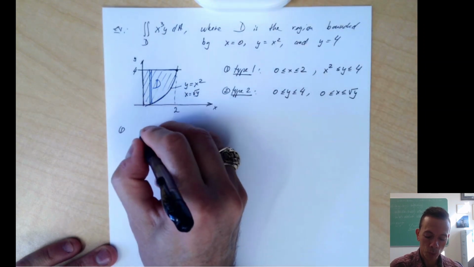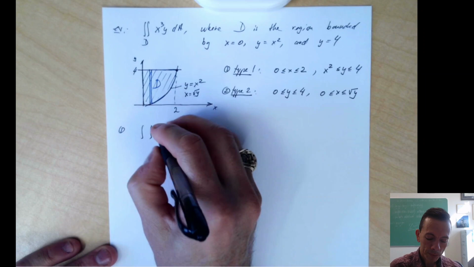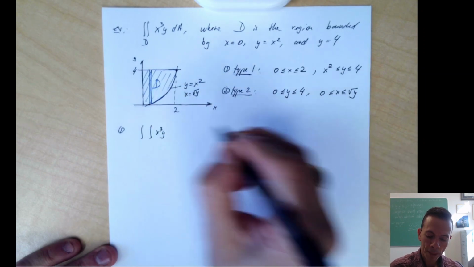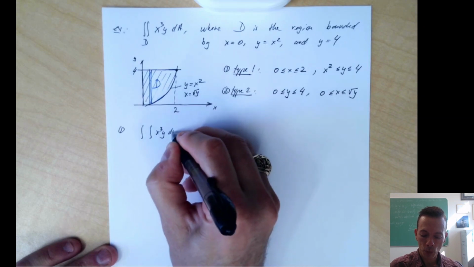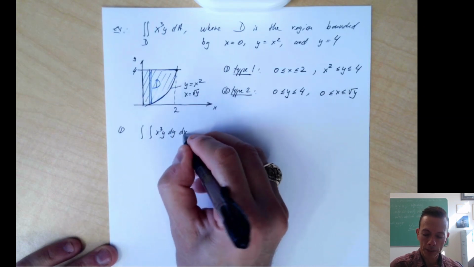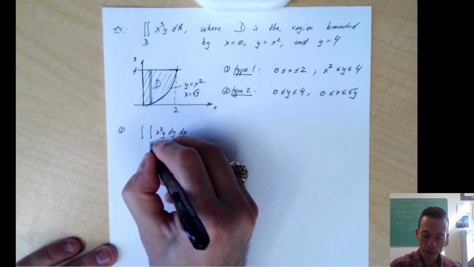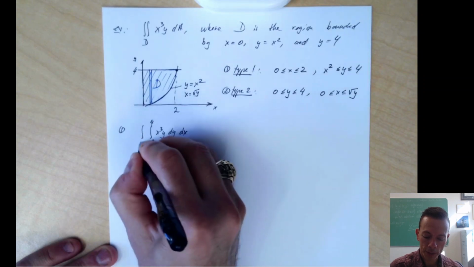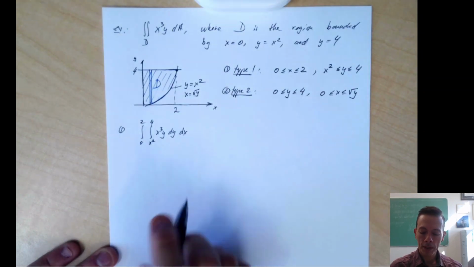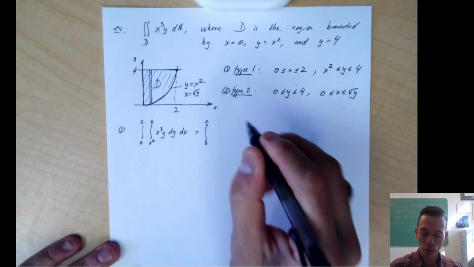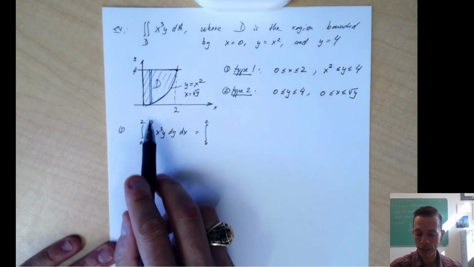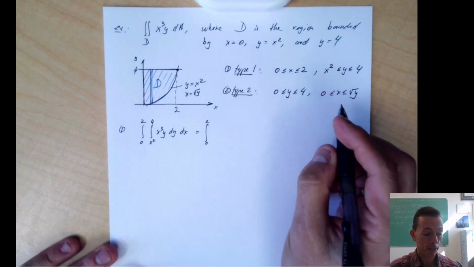If we choose the type 1, that means we are first integrating in the y direction, so we put the dy inside and the dx on the outside, where y goes from x squared to 4 and x goes from 0 to 2. And from this point forward, it's just a nested integral, just like what we know how to do, except that the bounds on the inside are not necessarily constants anymore.